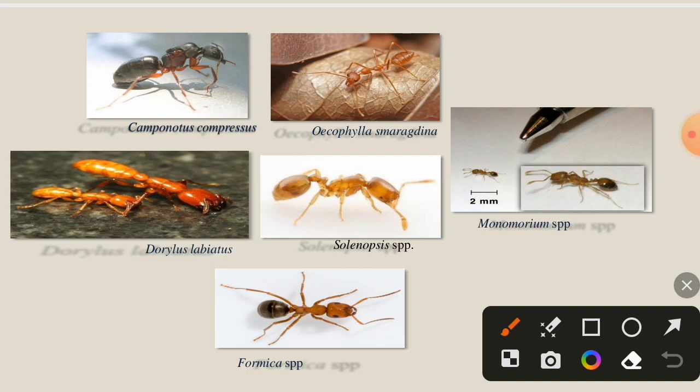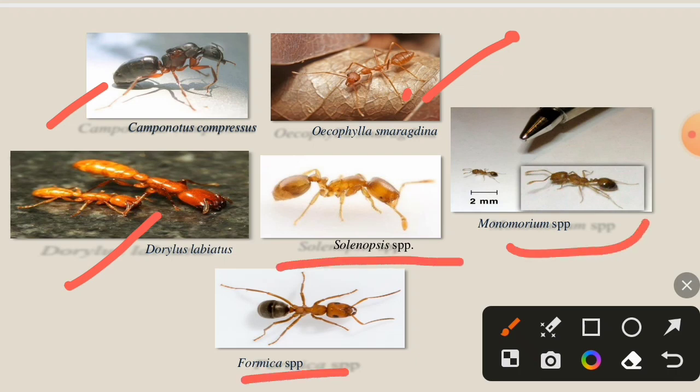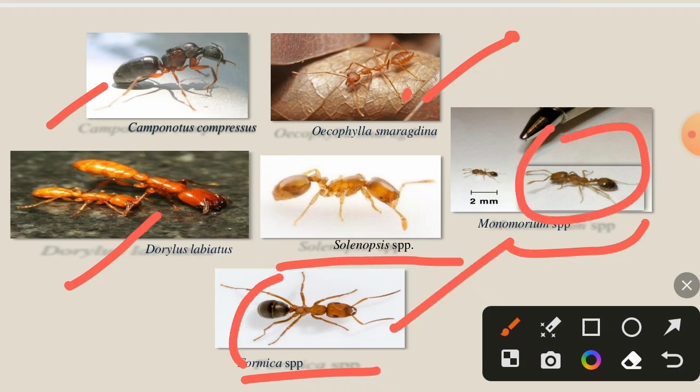So these are the images of Camponotus compressus. This is Oecophylla smaragdina, and these ants especially construct their nest on the branches of the tree. They bring together all the leaves, and with some secretions, and by making some silken galleries, they construct their hive. They create compartments for storing the food, and even for the grubs and for the adult ants. Then Dorylus labiatus, this is Solenopsis species, this is Monomorium species, and this is Formica species. These are household red ants.